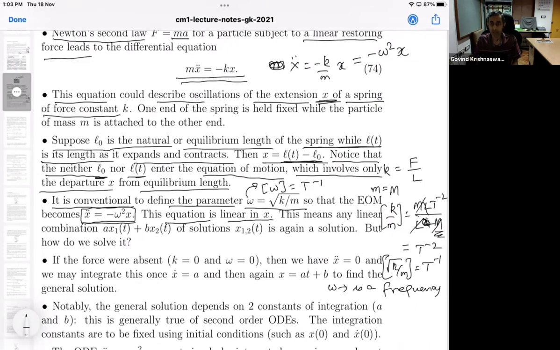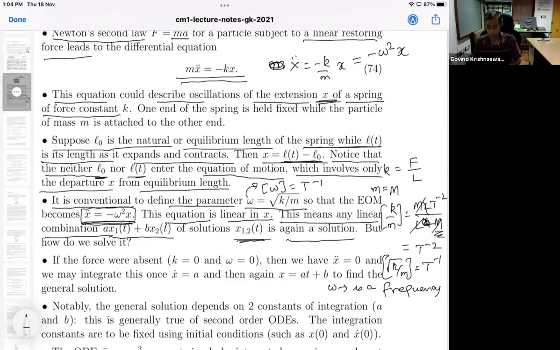And in such a circumstance, it also implies that for any linear combination of solutions, suppose x1 of t and x2 of t are both solutions of this equation, then you can take a linear combination with any real constants a and b, that is again a solution of this equation. Okay, because each of them will solve this equation. You can add them. Things will simply separate out, and x1 double dot will give you minus omega squared x1, and x2 double dot will give you minus omega squared x2. And so the equation for x1 plus x2 will also be satisfied, or for that matter, a x1 plus b x2.